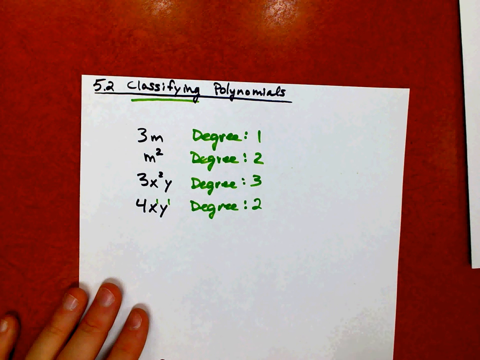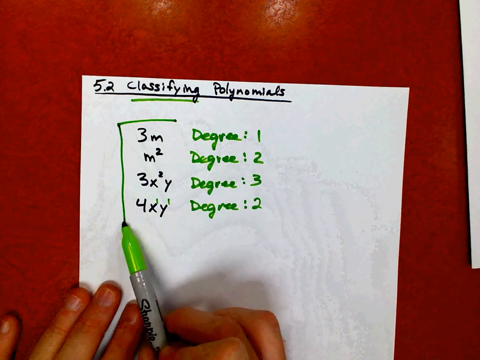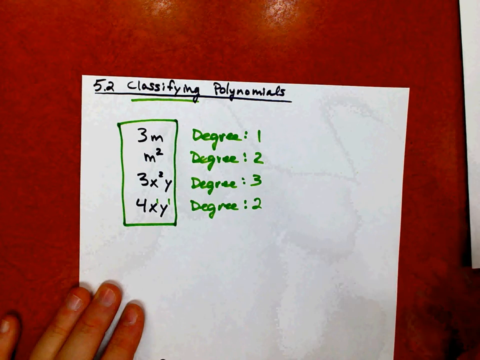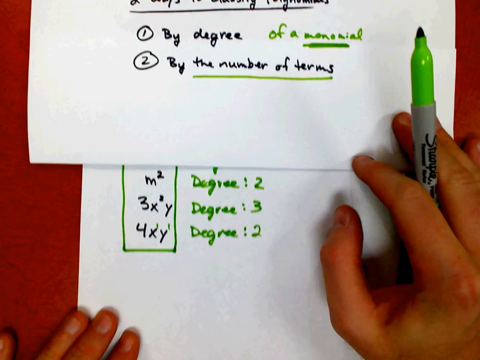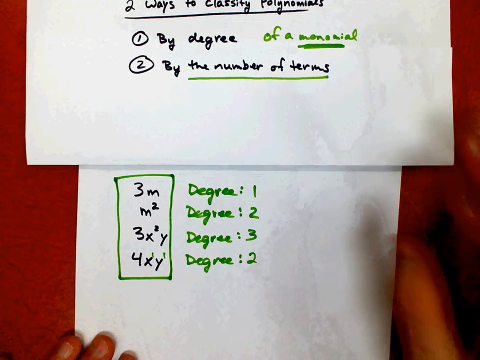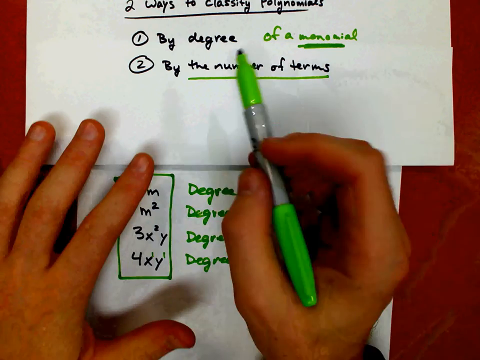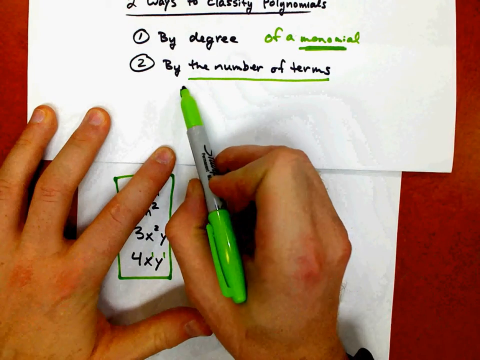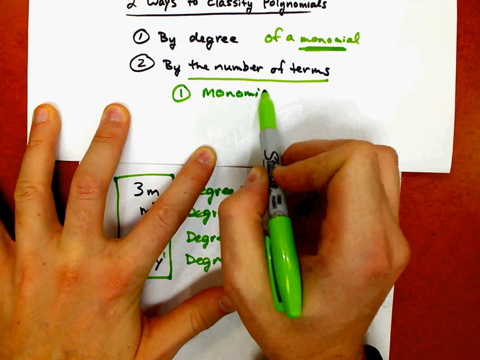Let's talk about some other types of polynomials. Let's figure out why we call it monomial. It's called monomial because the other way to describe a polynomial or to classify a polynomial is by its number of terms. So if a polynomial has one term, it is referred to as a monomial.